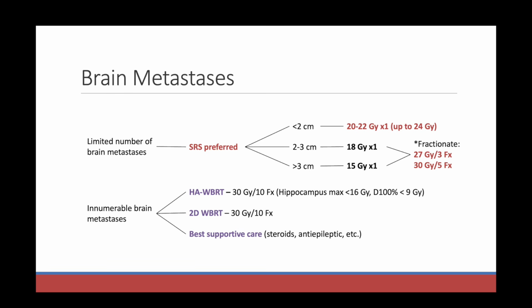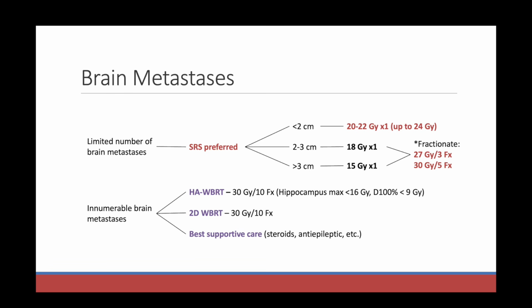But in practice, I've actually seen more evidence for fractionation as well. And once things start to look more than 2 centimeters, then I personally often favor fractionation. So something like 27 gray in 3 fractions or 30 gray in 5 fractions, just because that helps maximize your local control while also decreasing your risk of radionecrosis.